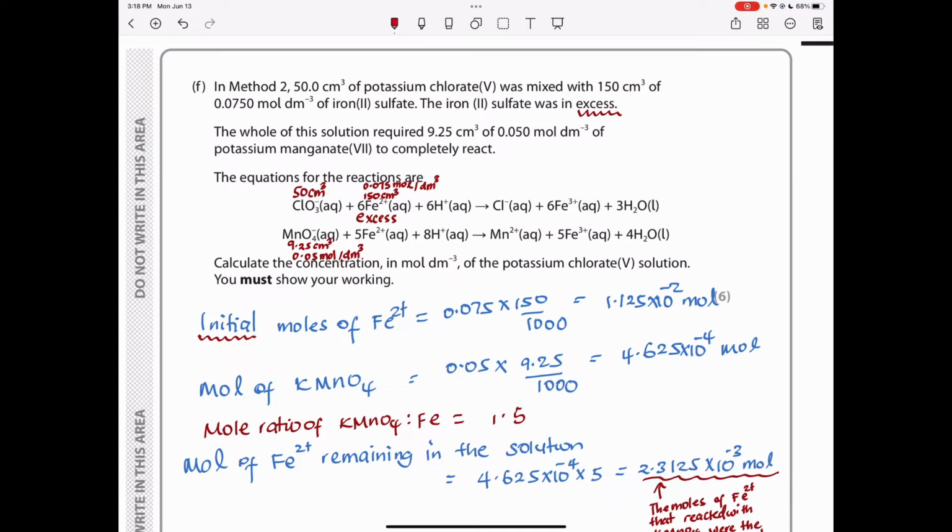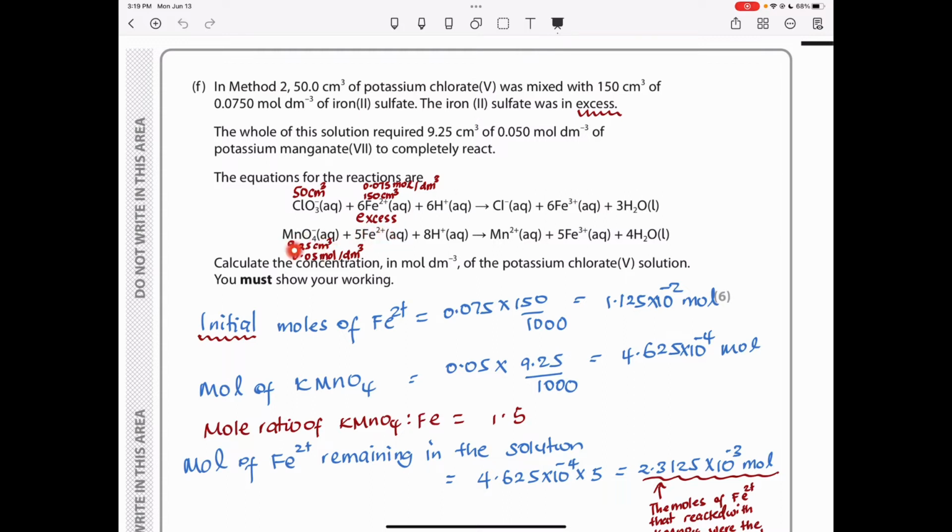So we will begin with the information we know. Let me use a highlighter here. We were given the information about iron, as you see, iron 2 plus. However, it was in excess, so we cannot use these. Even if we use the concentration and volume to calculate the number of moles, those moles are going to be in excess, so they are not representative. However, we are given the information of manganate 7, so it is better to use the information of manganate 7, because the manganate 7 reacted with the leftover iron 2.